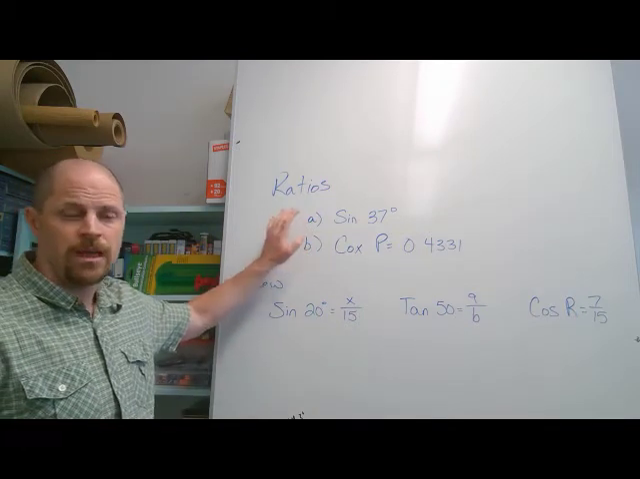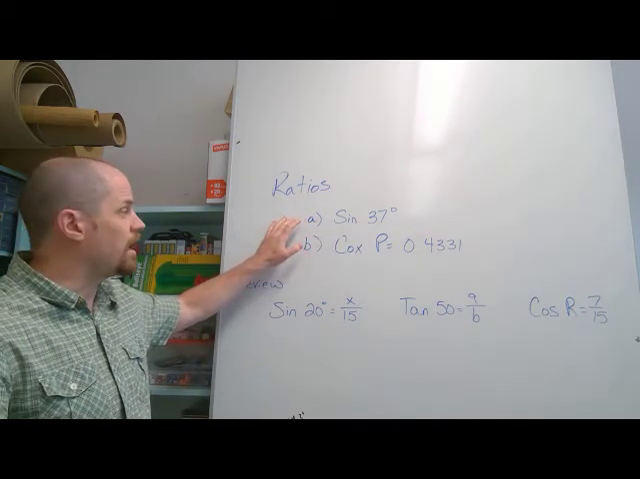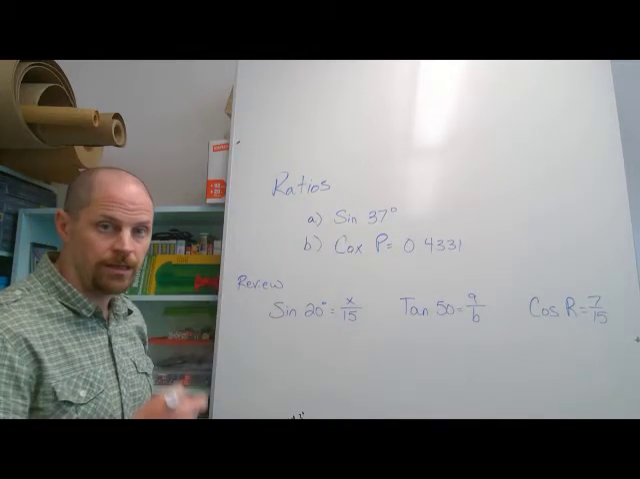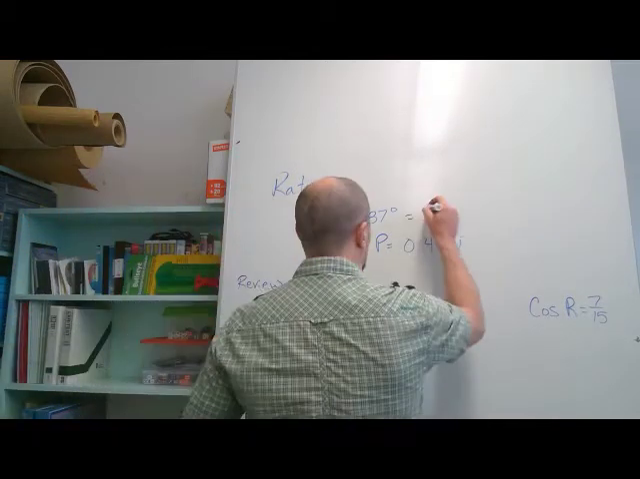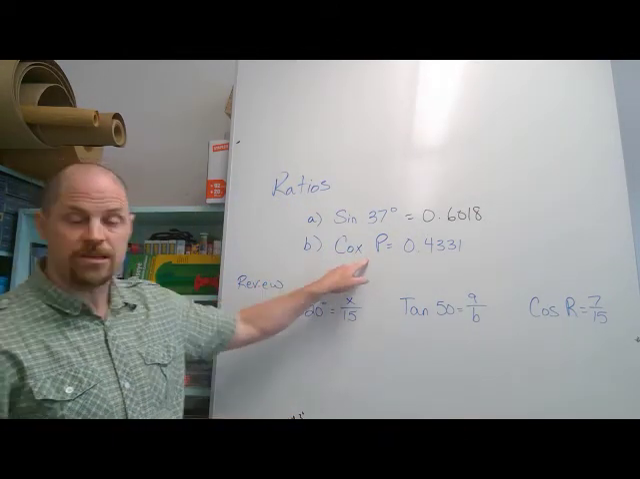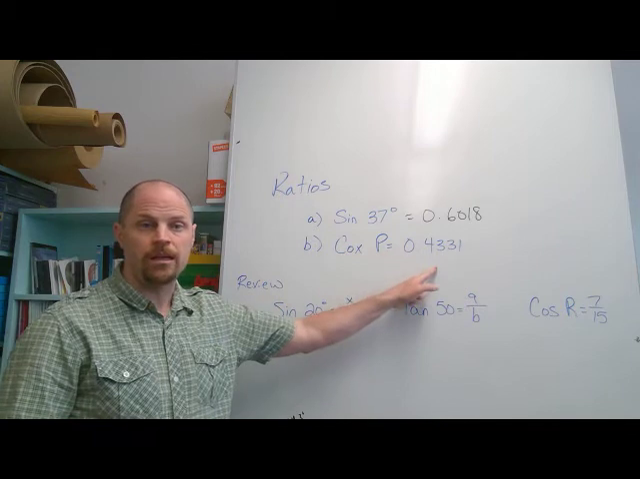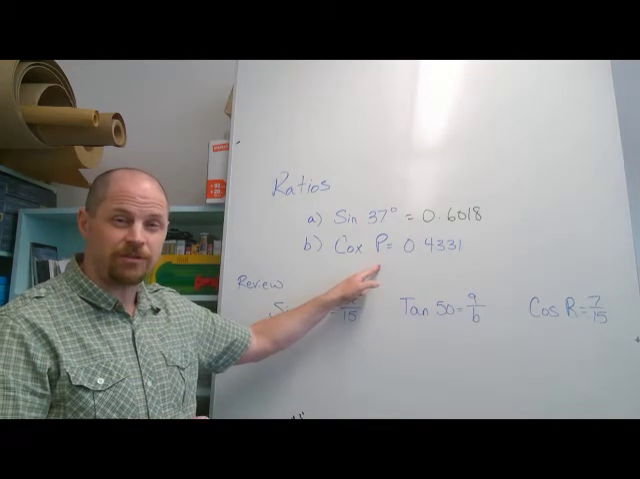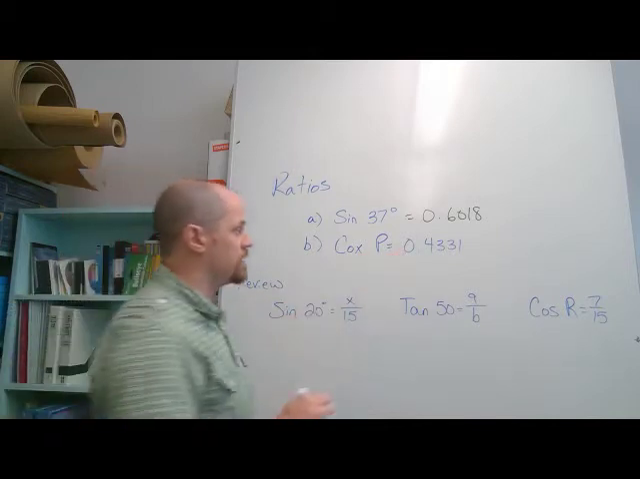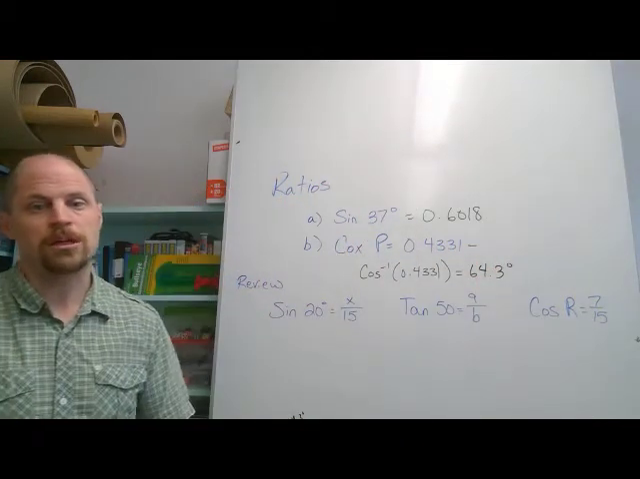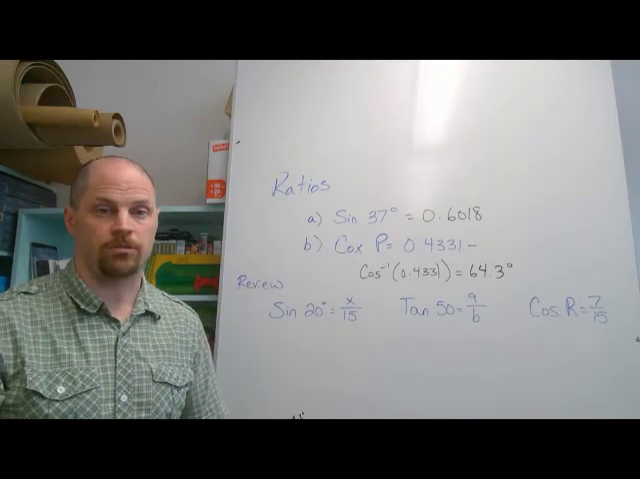I haven't talked about it yet, but I want to go back to finding a ratio. Just like the tangent ratio, if you're asked to find sine 37, just type it into your calculator. Sine 37, always 4 decimal places. If you have something like this, you have the ratio already. You're trying to go backwards, we're going to use cos inverse. So second function cos, and then type in the number. And if you've done it properly, you should get 64.3 degrees.